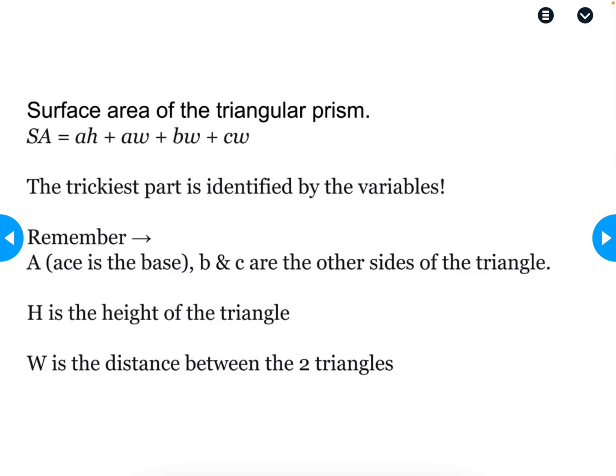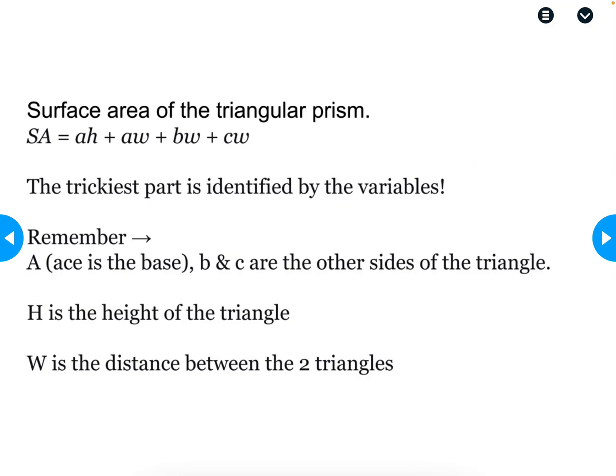of just putting anything for a length, a width, and a height. Because we're dealing with a triangle, you have to make sure that you figure out the base and the height of the triangle, the 2 other sides, and the width between the 2 triangles. So you do have to be very careful. So I have a couple easy ways for you to remember it.